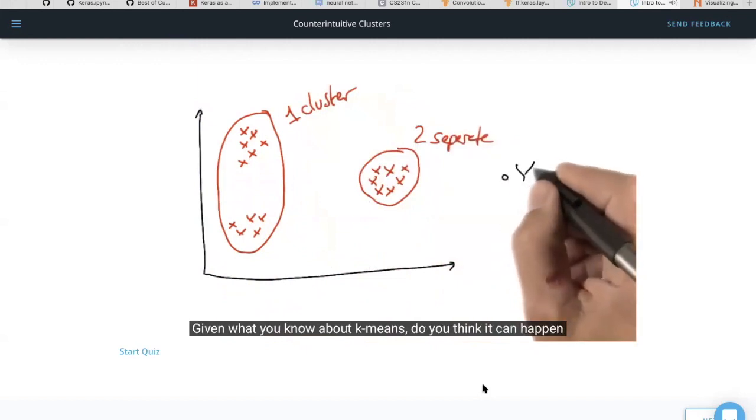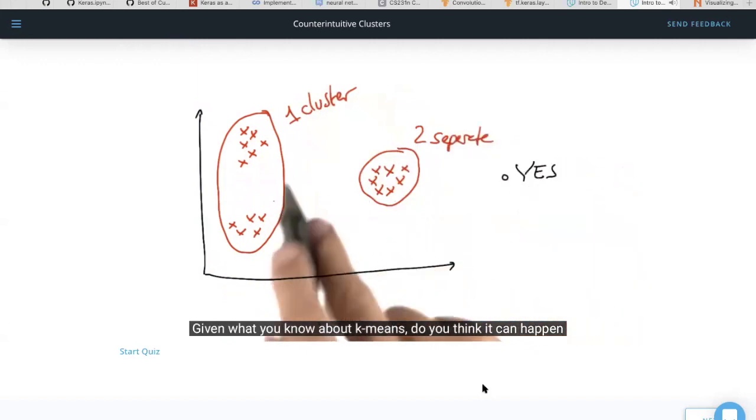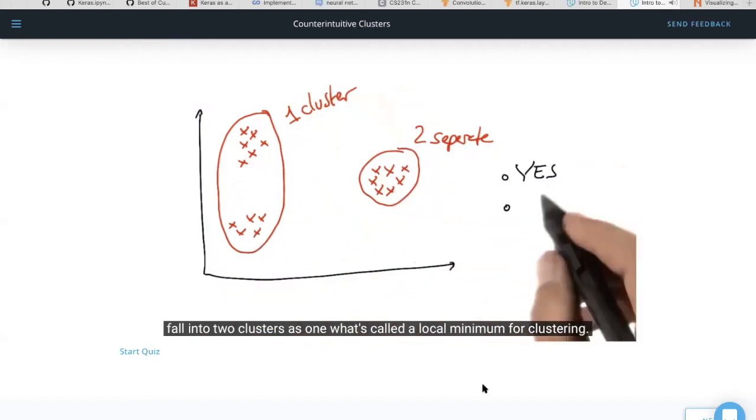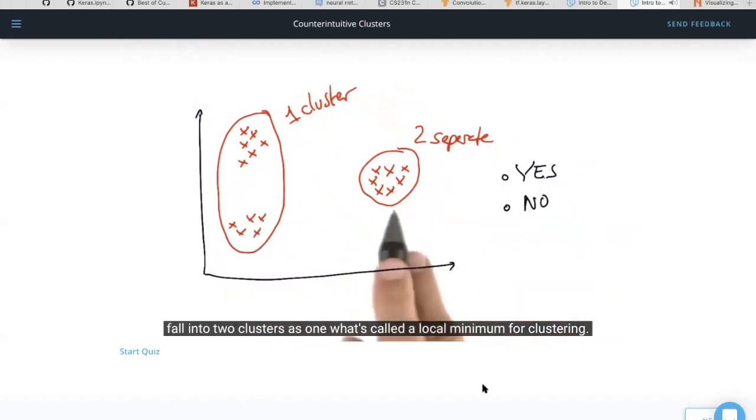Given what you know about k-means, do you think it can happen that all these points here fall into one cluster and those 2 fall into 2 clusters, as what's called a local minimum for clustering?